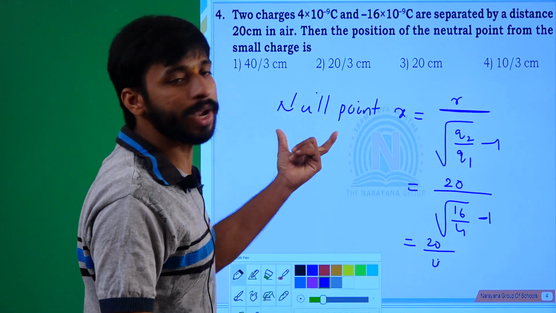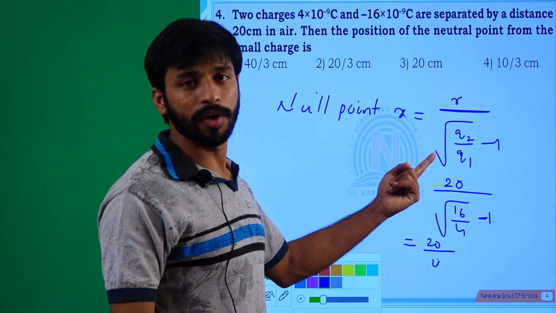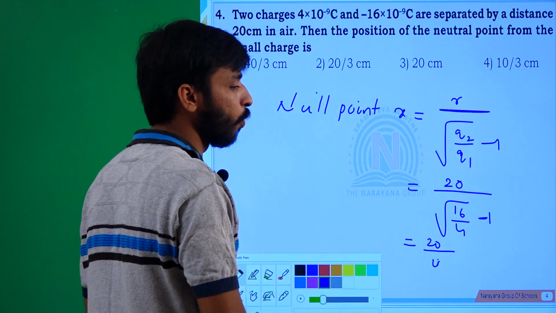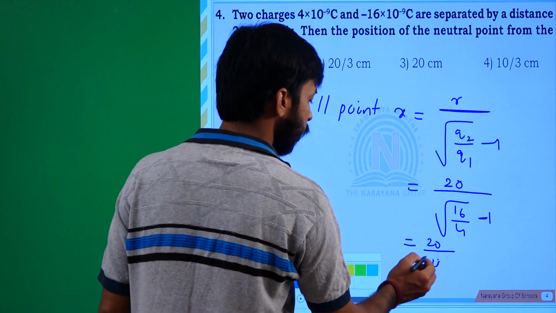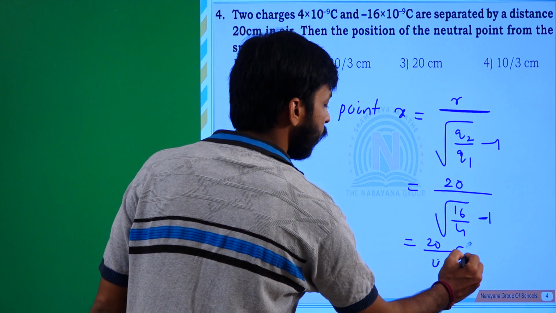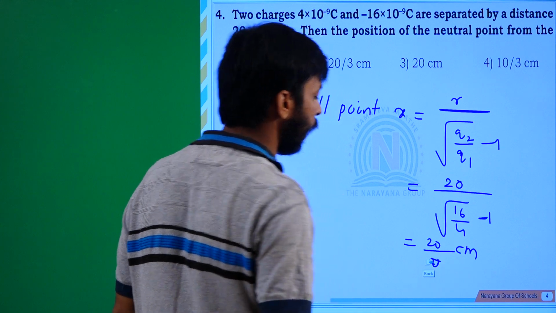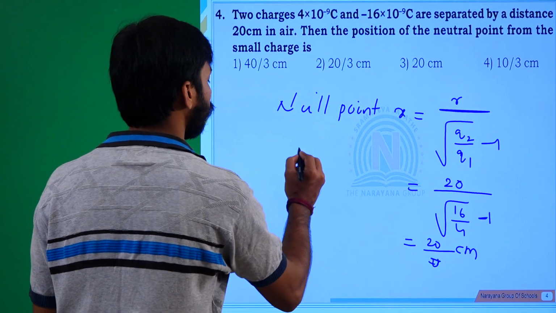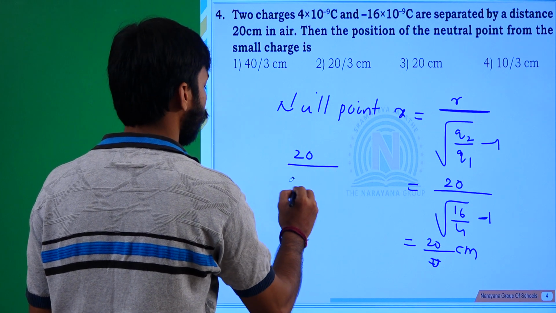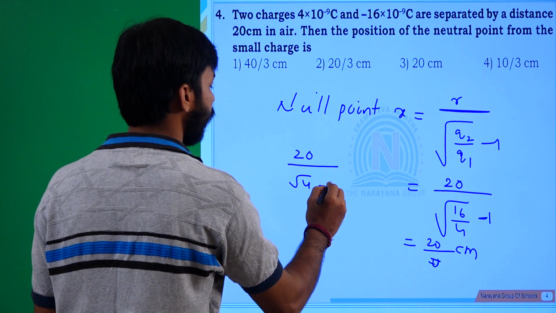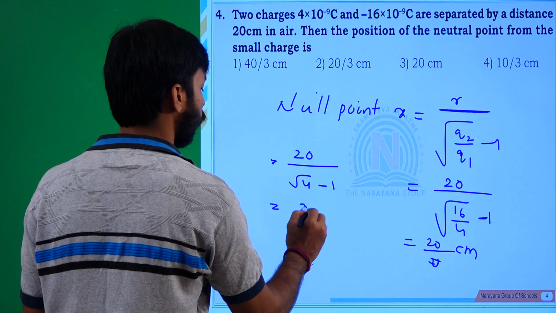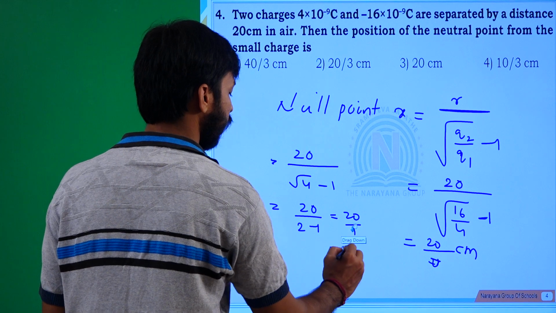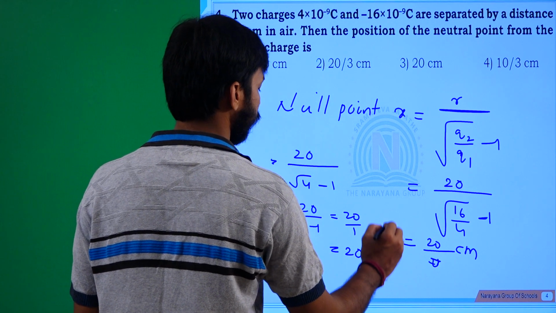So here the null point x is equal to r by root over q2 by q1 minus 1. Directly you have to write 20 centimeters by root over 4 minus 1, that is 20 by 2 minus 1, that is 20 by 1, that is equal to 20 centimeters.